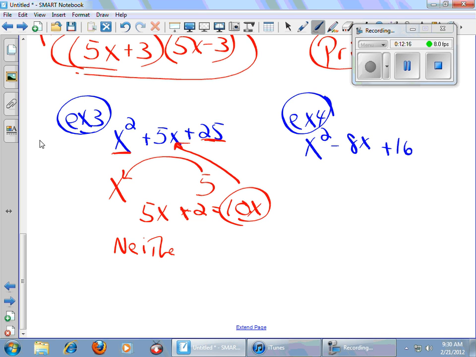It may factor, but it won't factor by any of these patterns. It might factor by a pattern we might learn later. And actually, it won't factor. We'll have to use the quadratic formula, but that'll be chapter 10.